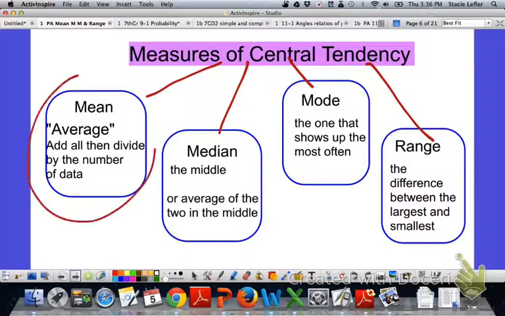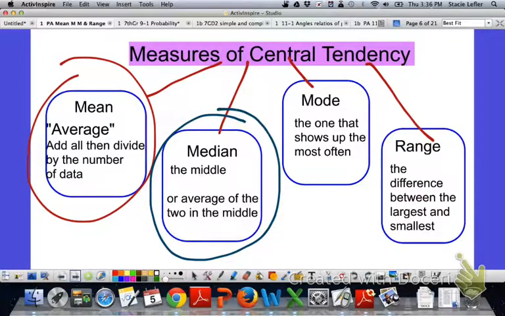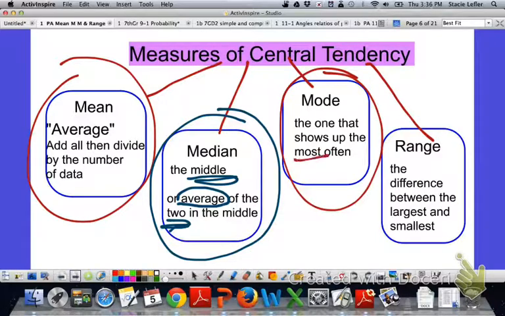So the mean is also called the average. That's when you add all of the data up and then you divide by the number of data that you had. And then we have median. If you put all of your data in order, you just find the middle number. Sometimes there's two in the middle, so you have to find the middle of them, which is like the average of those two. We also have mode. Mode's the one that shows up the most often. And last is range, and range is the difference between the largest and the smallest. Make sure you get these recorded on your handout.